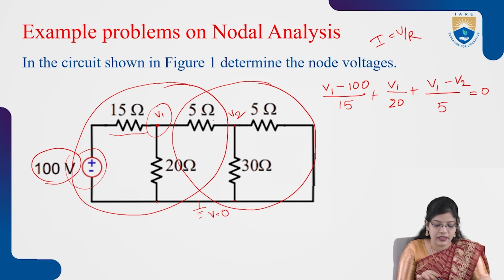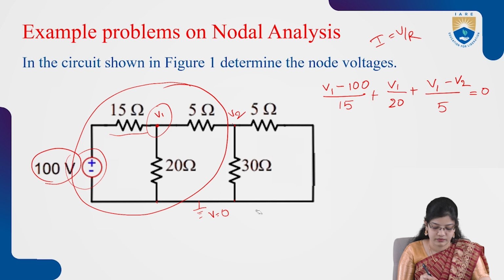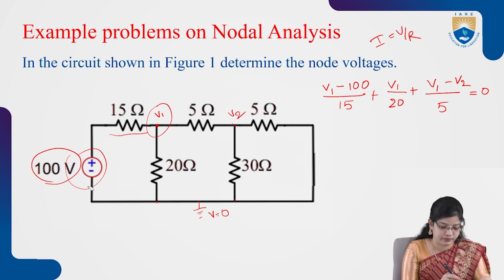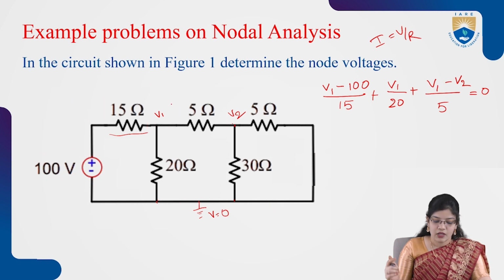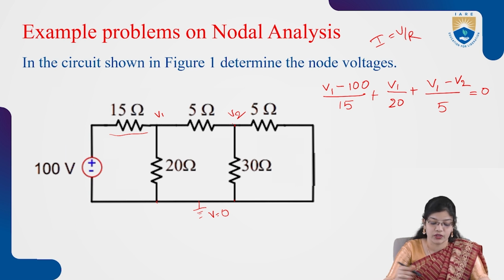Again, at this point here, V1 minus V2, the 5 ohm resistance is connected in between V1 and V2. So I am taking it as V1 minus V2 by the resistance, which is 5 ohms. So now I have completed the node 1. Now I am going to write the equation for node 2.